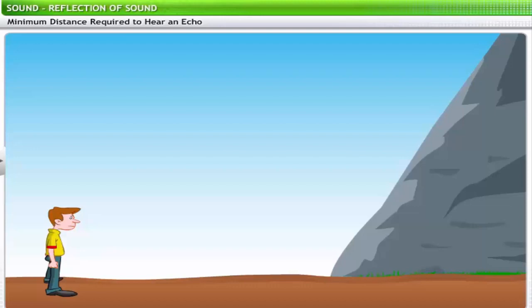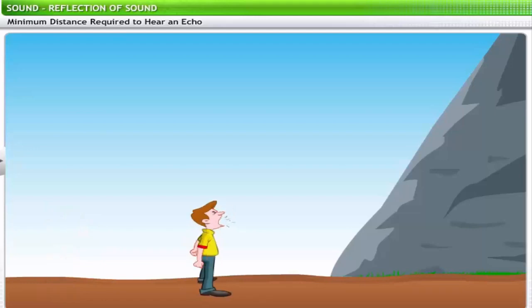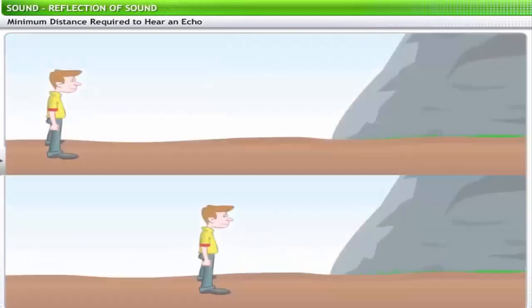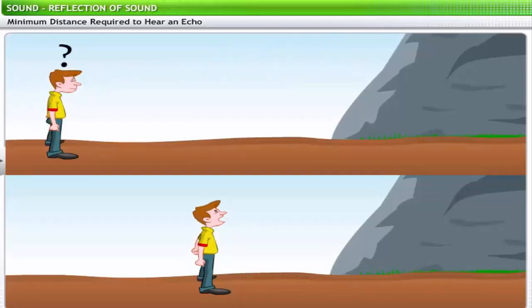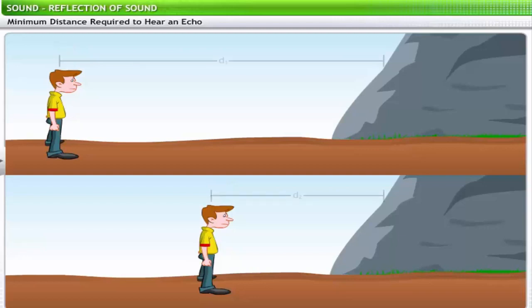Now, let's see what happens if the man moves closer to the cliff and shouts, "Hello" again. In this case, there was no echo when the man shouted. Why do you think you could hear an echo in the first position but not in the second? Try and analyze what changed in the second situation. Nothing but the distance of the man from the cliff, right? It is the distance that is making a difference.